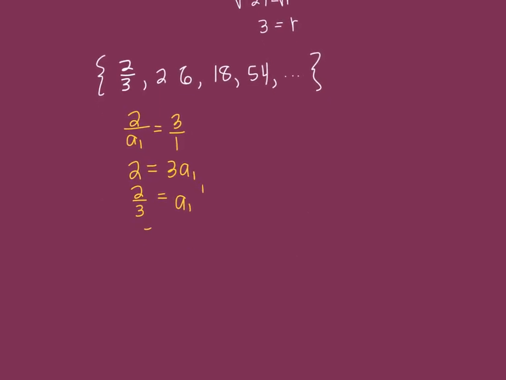So what's the overall formula for this? What is the explicit formula? The first term is 2/3. The multiplier, the R, is 3 to the n minus 1. Now I can find any term in the sequence that I want.